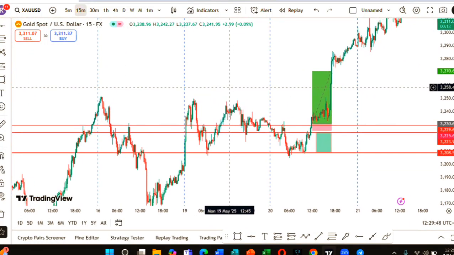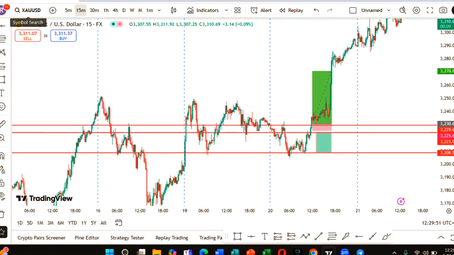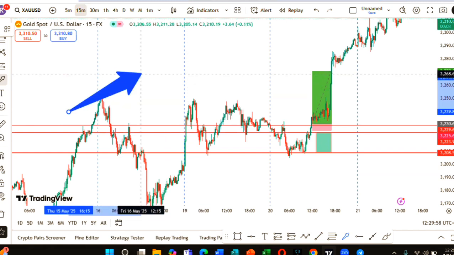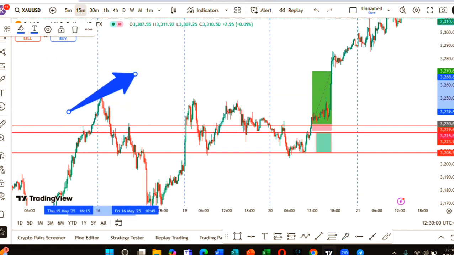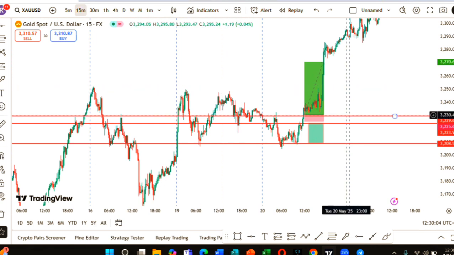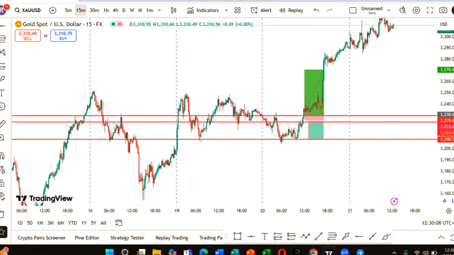So in this video I'm going to do an analysis on gold. I took this trade yesterday on gold. As you can see, this is XAUUSD, my favorite pair at the moment. You can see this gold on the 15-minute time frame. I'm going to show you the analysis and the trade that I took yesterday. It was a very good trade.